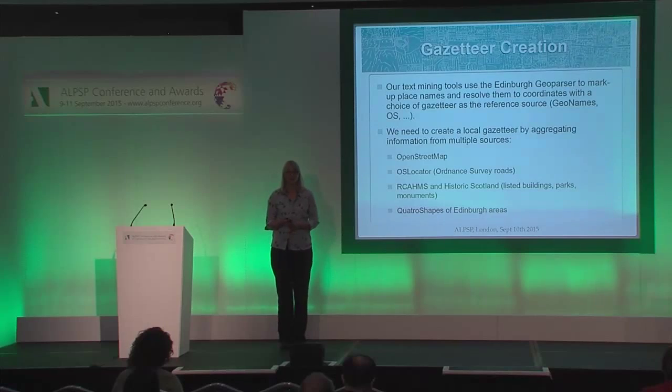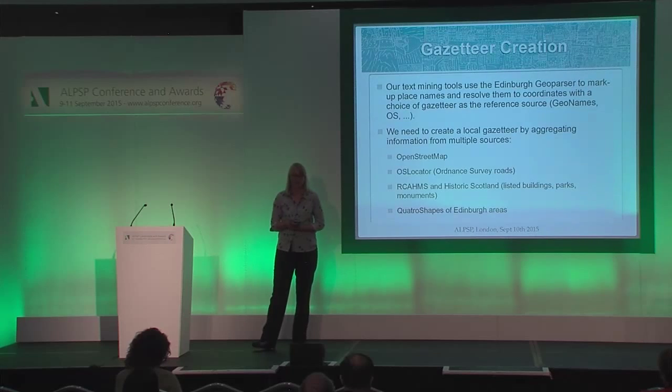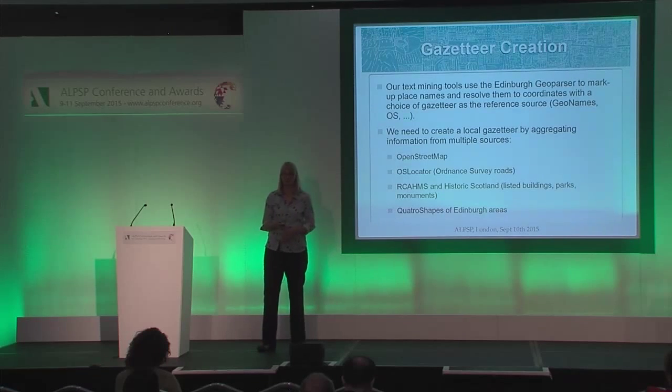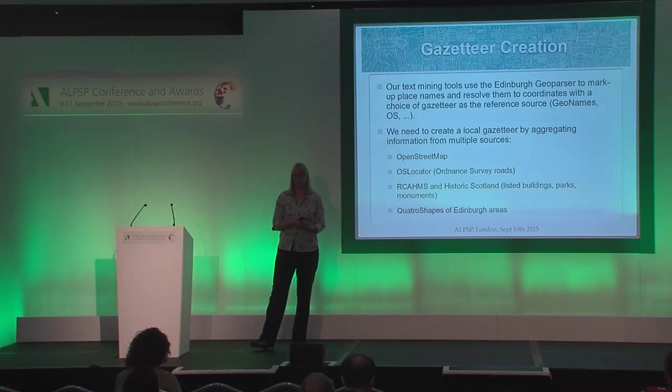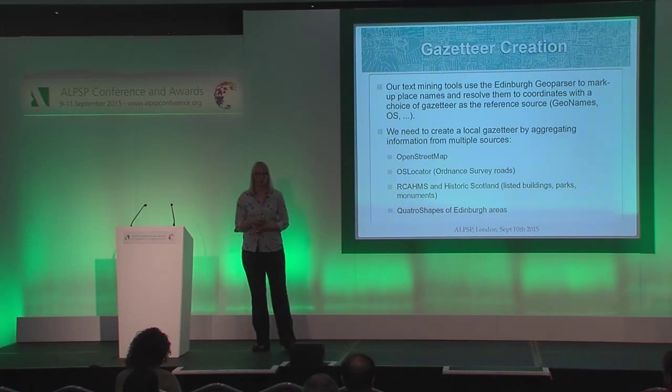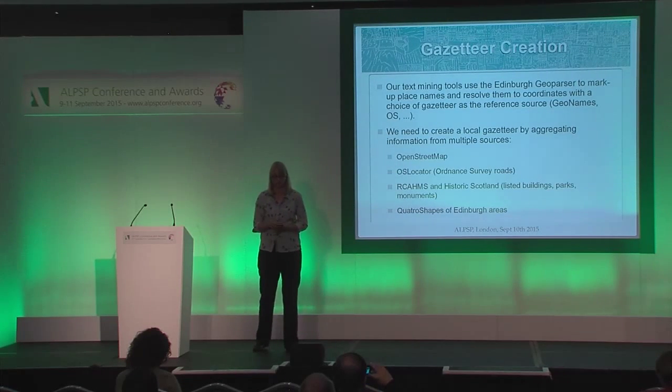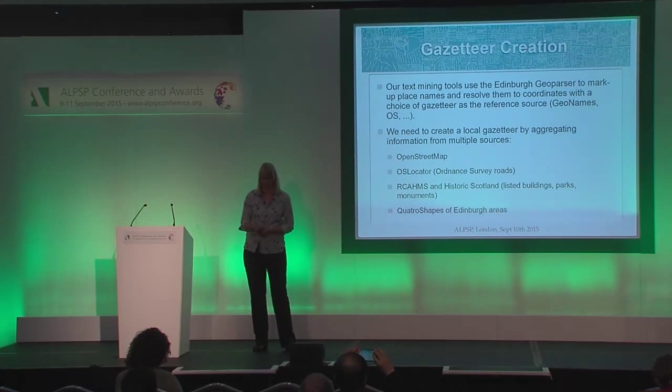So one of the things we specialize in is georeferencing, and to do that you need a gazetteer. That is basically a list of locations with latitude and longitudes assigned to them, so that you can then try and distinguish, when a location appears within the text, which one it is. And for this project, we didn't have an available resource, so what we had to do is create one, and we did that by aggregating information from different resources, including OpenStreetMap, OS Locator, information from the Royal Commission on the Ancient and Historical Monuments of Scotland, and also some shapes of Edinburgh areas.